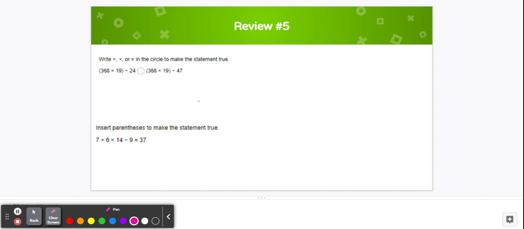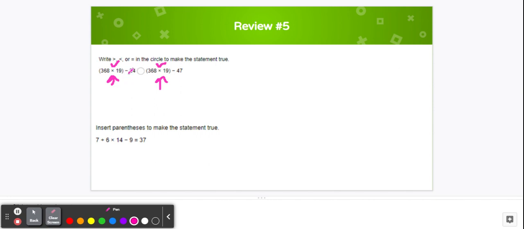So this one asks us to do a greater than, less than, or equal in the circle to make the statement true. Okay, so we can do these two different ways. We can either look at this without solving it and just use our number sense to know whether this is going to be greater than or less than, or we can solve them and find out that way. I can look at this and say the first part of these two, what's in the parentheses, is the same. So far, these are the same. I'm going to check them off.